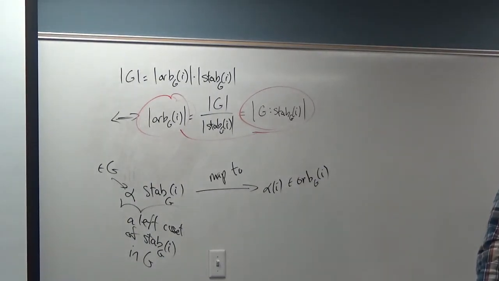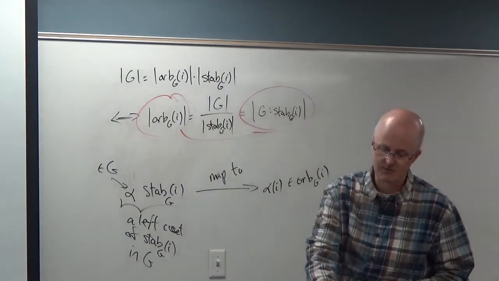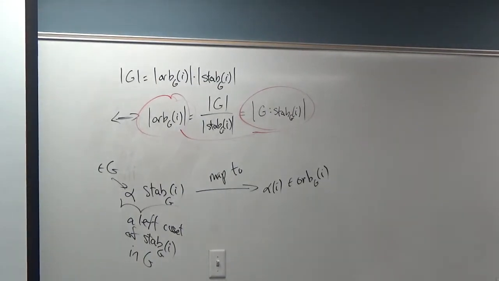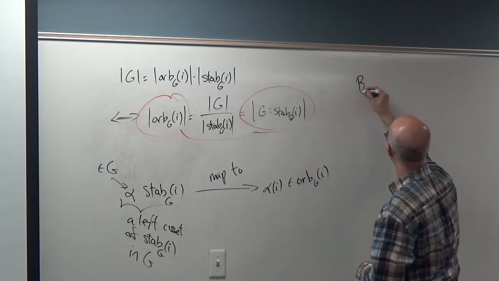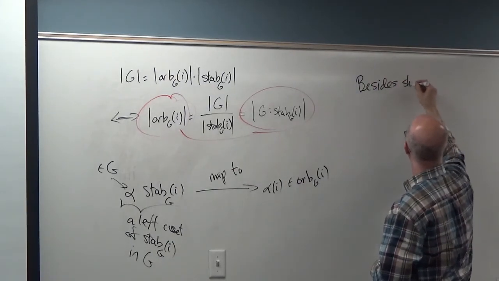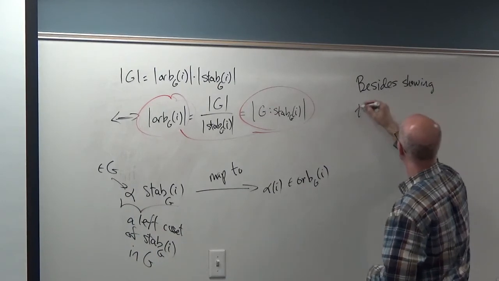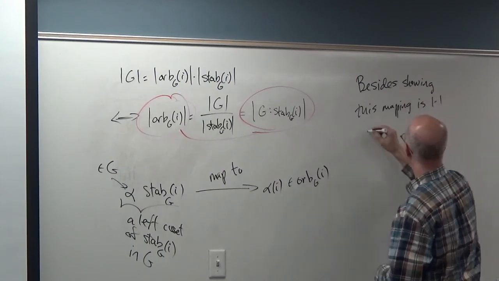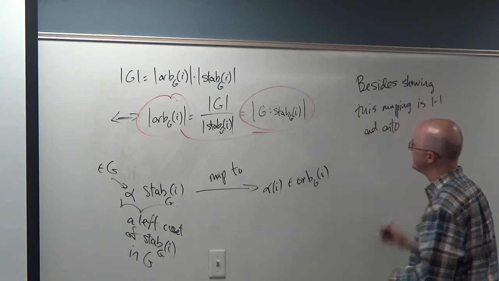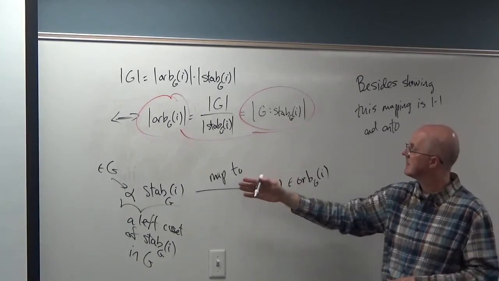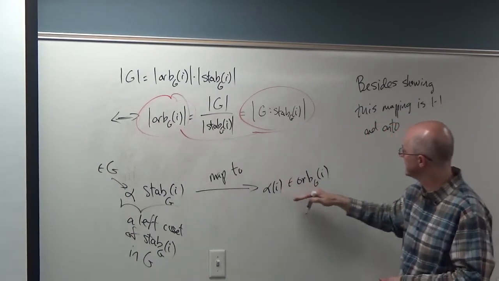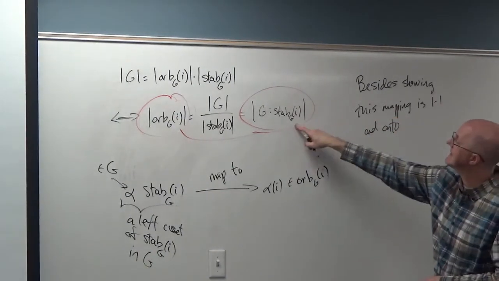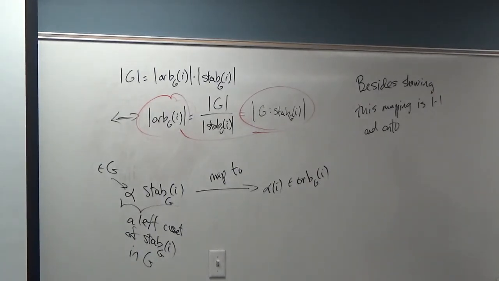However, there's one thing to show first before you show it's one-to-one and onto. And this is the thing I'm trying to emphasize here at the end. You also need to show it's well-defined. Besides showing this mapping is one-to-one and onto, which would imply that these two sets have the same size, you would imply that the number of elements in the orbit is the same as the number of distinct left cosets, the index of the stabilizer in G.